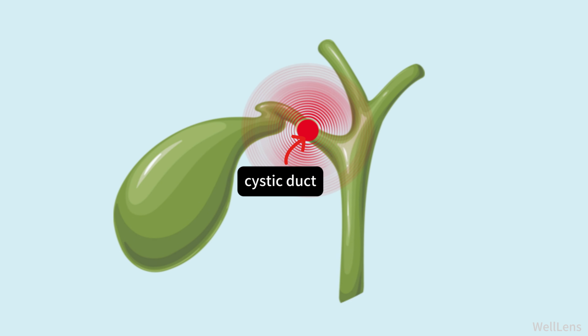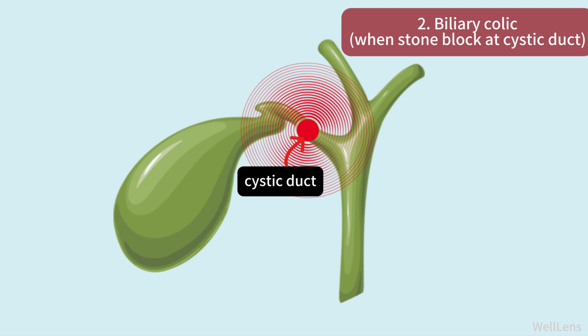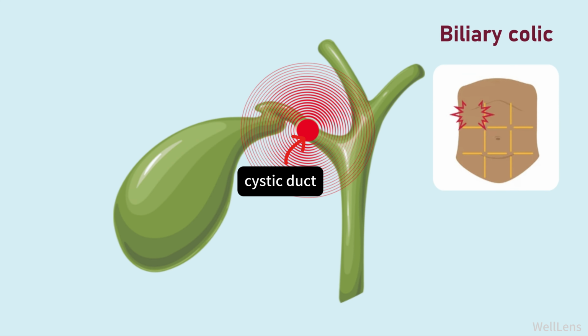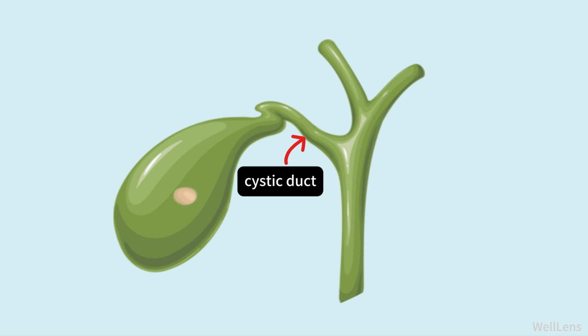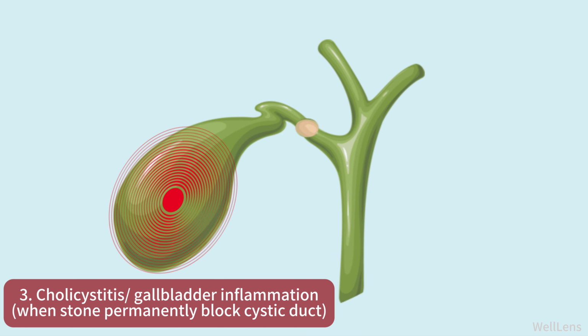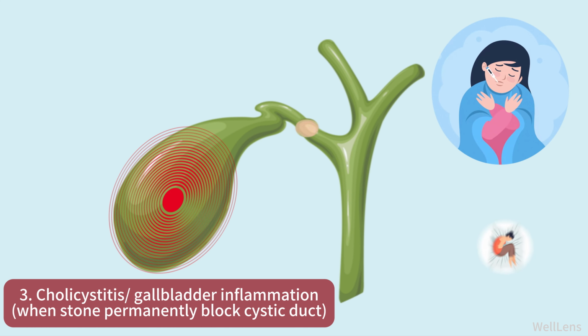2. Symptomatic gallstones, biliary colic. If a stone temporarily blocks the cystic duct, which drains bile from the gallbladder, it causes biliary colic, a sharp, intermittent pain in the upper right abdomen, especially after fatty meals. Symptoms resolve when the stone moves back into the gallbladder. 3. Cholecystitis, gallbladder inflammation. When a stone permanently blocks the cystic duct, bile builds up, leading to fever and severe pain.